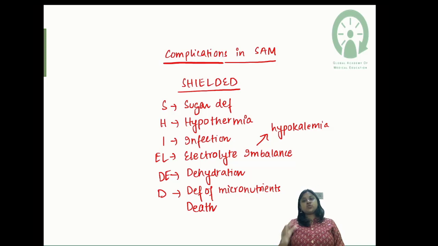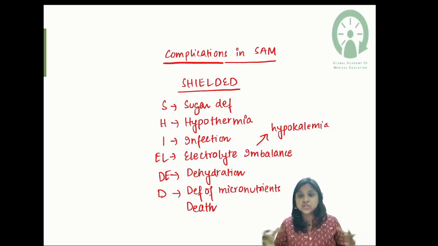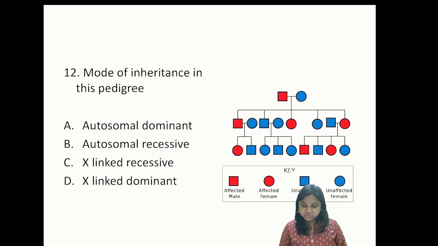So when I am trying to manage severe acute malnutrition, we need to have a look at all these points. We need to maintain the temperature level, the sugar. We need to give broad spectrum antibiotics. We need to monitor the electrolytes. We need to see about the fluid, and also we need to supplement with various micronutrients.